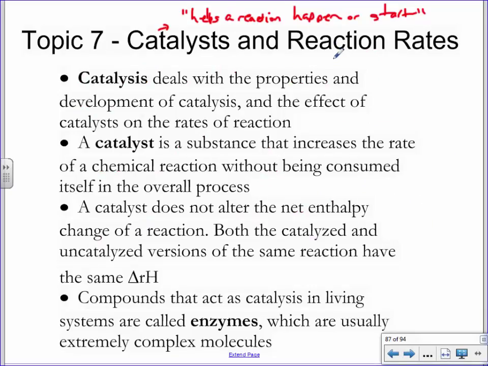When you learn about this from a biology point of view, she said, sorry if you can't read my chicken scratch writing here, it helps a reaction to happen or start. Well, why would a reaction not happen or not start? Well, it has too much of an energy barrier. There's too much of a wall in the way. And what a catalyst does is it finds a way to decrease that amount of energy required.